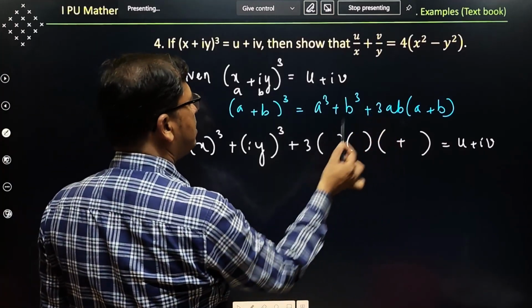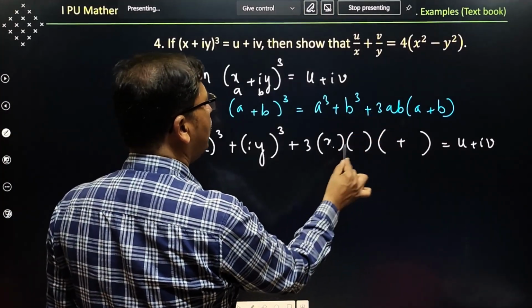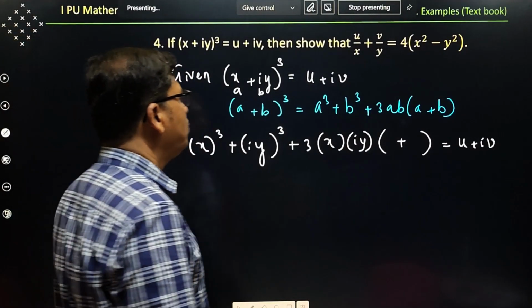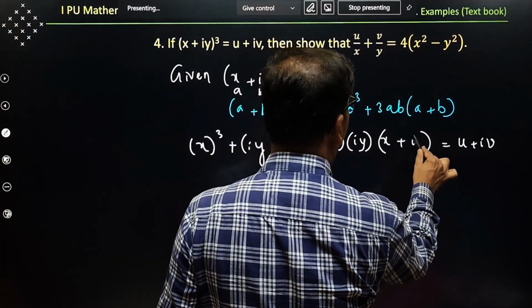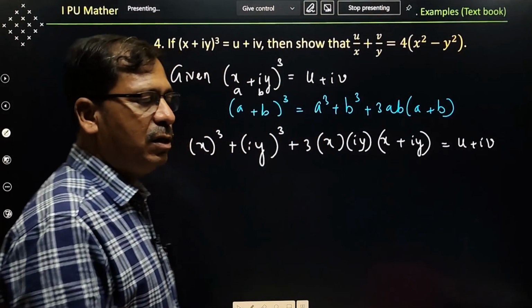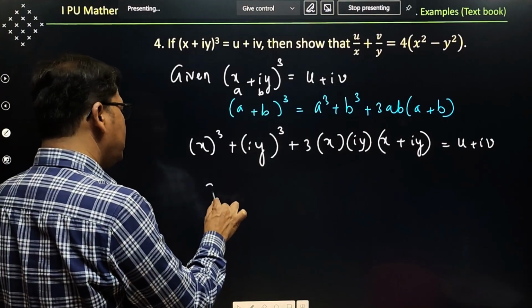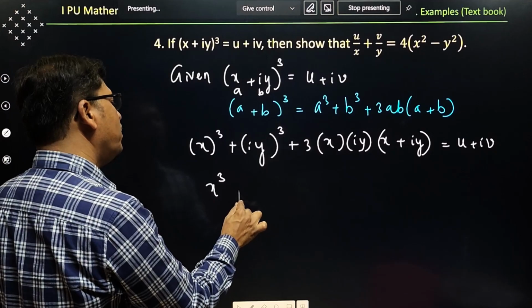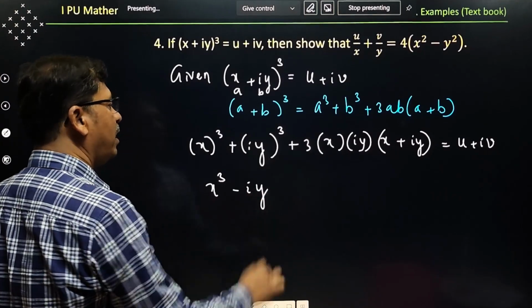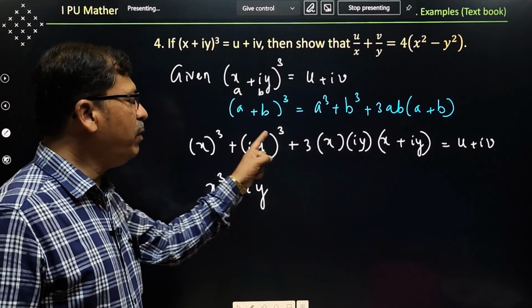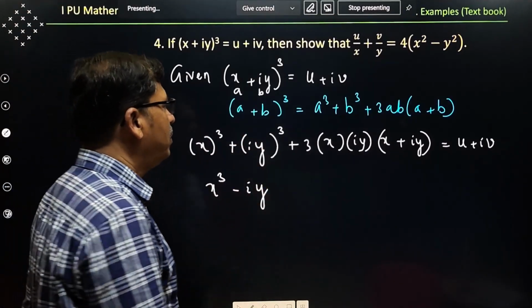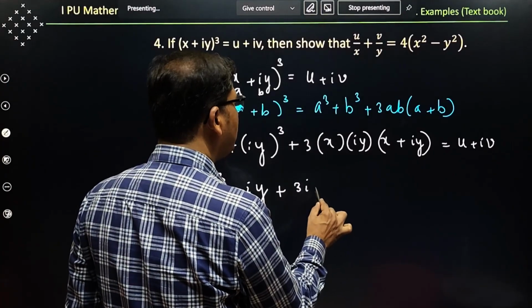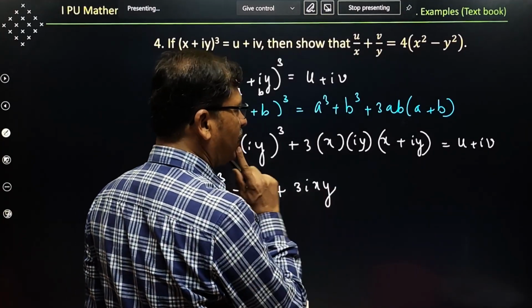Now, a means what, you know from above. x is there, a cube is x, this is iy. b cube plus 3ab is the rule. 3ab is x into iy, x into iy, 3ab into bracket a plus b, that is x plus iy. Okay, this is x cube. i to the power 3 is minus i, y. Be careful, i to the power 3 value is minus i, we should know this.